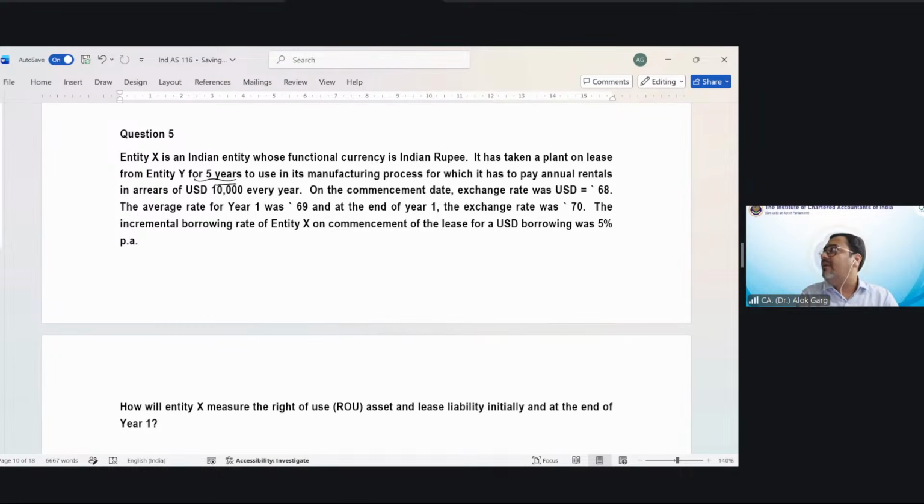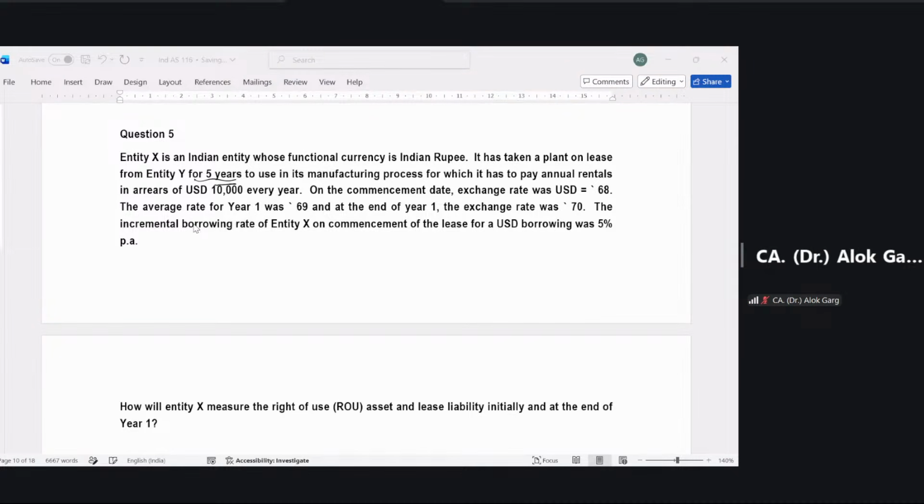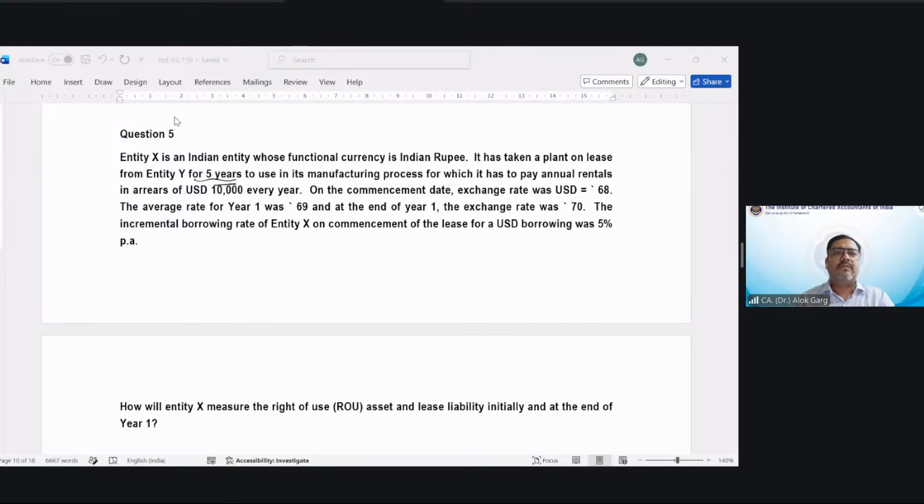For which it has to pay annual rental in arrears. What is meant by annual rental in arrears? It means at the end, right? If it were written as pay annual rental in advance, it would mean the beginning, okay? The rentals are given in US dollars, 10,000 US dollars every year, but the functional currency is INR, okay?